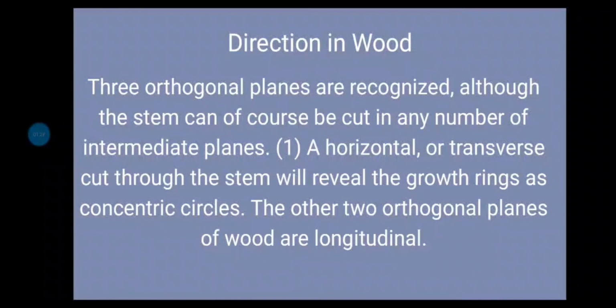Direction in wood. 3 orthogonal planes are recognized, although the stem can of course be cut in any number of intermediate planes. A horizontal or transverse cut through the stem will reveal the growth rings as concentric circles. The other 2 orthogonal planes of wood are longitudinal.